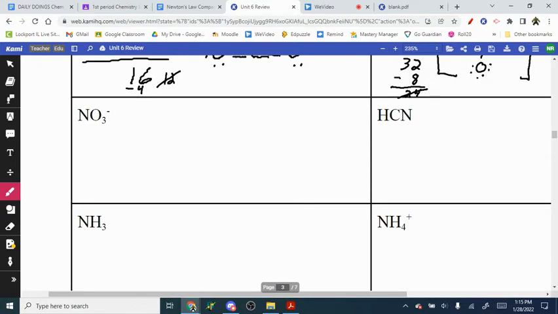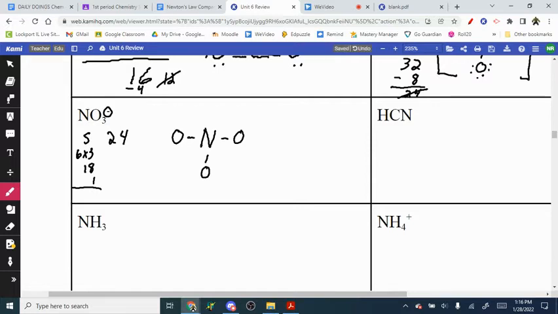Next one, NO3 negative. So N has 5, O has 6 times 3, so that's 18. And then we have our -1 here, so that's 1. So 5 plus 1 is 6. 6 plus 18 is 24. So we have 24 total valence electrons. N goes in the middle. O's go on the outside.